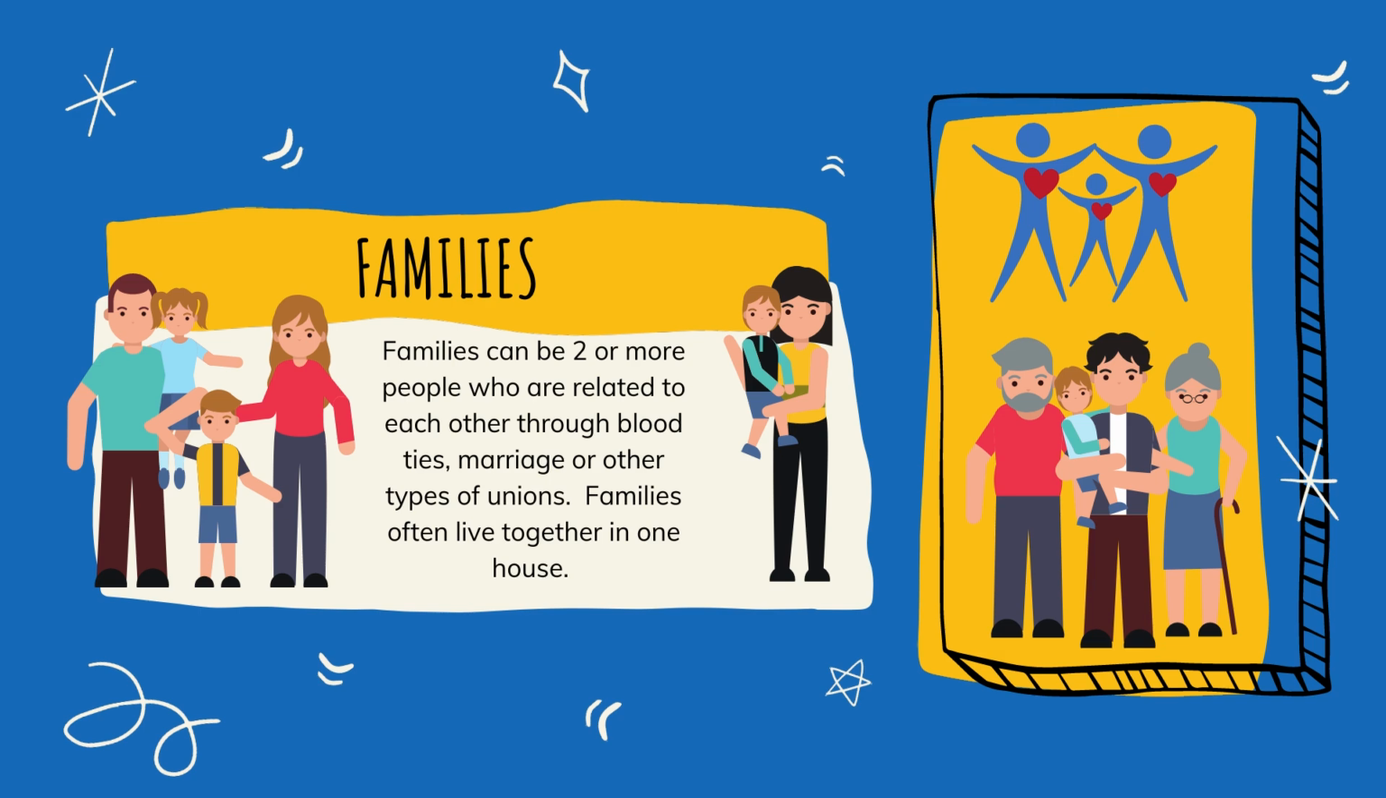So take a moment and describe your house. You can write it down just like I did in the previous slide. So now let's take a look at families. Families can be two or more people who are related to each other through blood ties or marriage or other types of unions. Families often live together in one house.